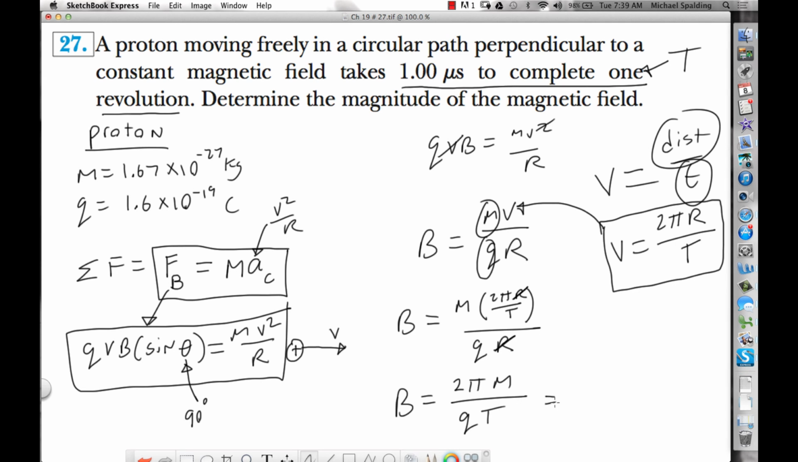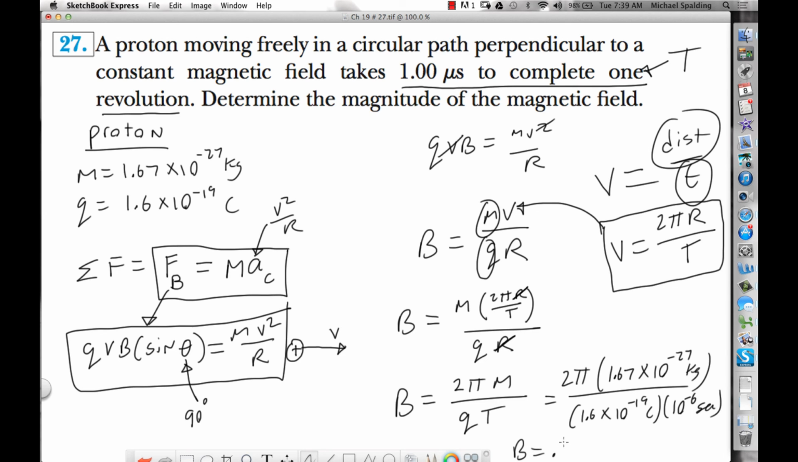Now we can solve it. This is going to be 2 pi times 1.67 times 10 to the negative 27, divided by 1.6 times 10 to the negative 19, and then the period is 10 to the negative 6 seconds. You plug that into your calculator, and you get 0.066. The unit for magnetic field is Tesla.